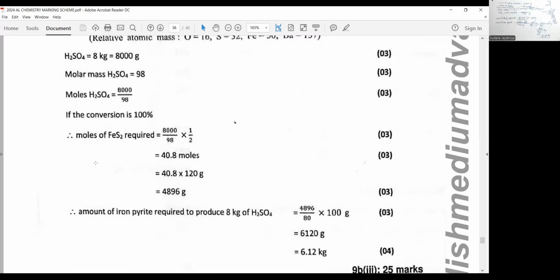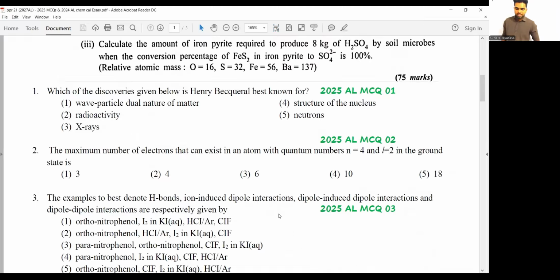And so I hope you understood the question. It's not that difficult, but like I said at the beginning, it is checking something more practical, the application of chemical calculations. Okay, now let's look at the first question.